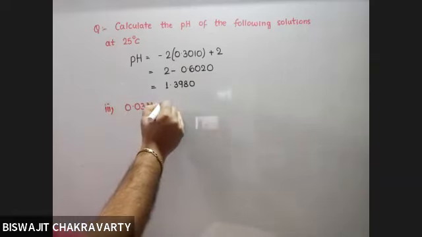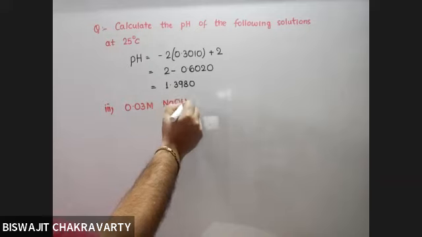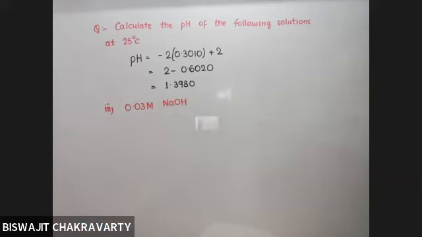0.03 molar NaOH. What kind of substance is NaOH? Acid or base? Base. Now, if it is a base, will it give H plus or OH minus? OH minus. And if it gives OH minus, can you calculate pH or pOH directly? pOH directly.